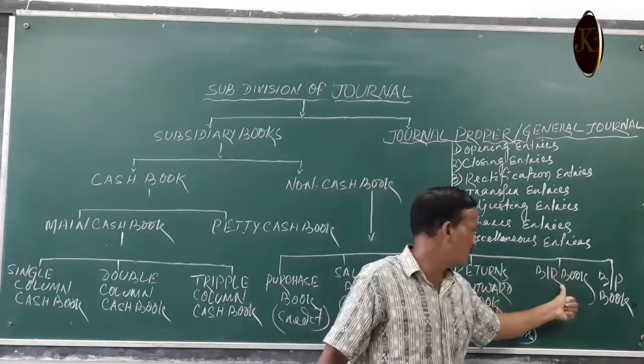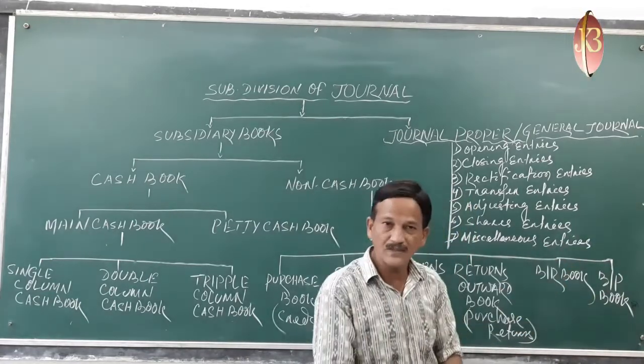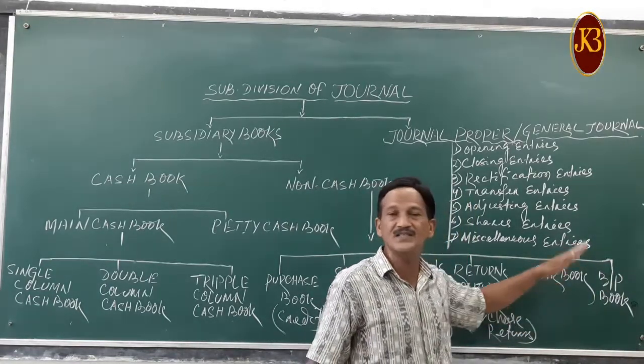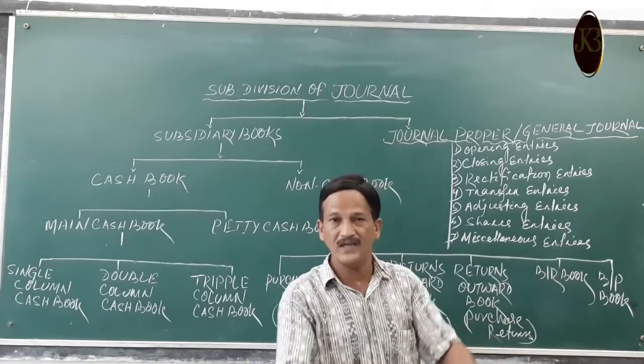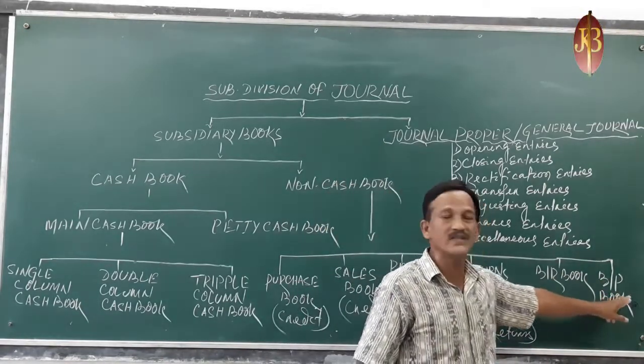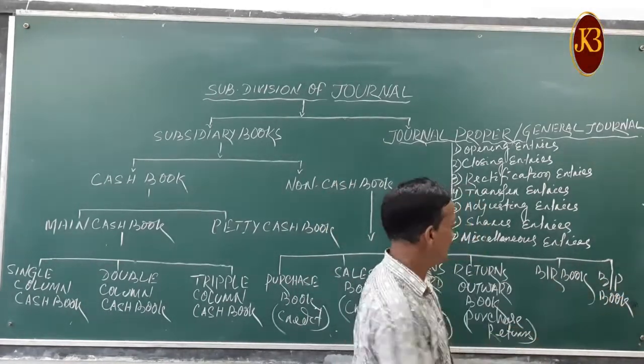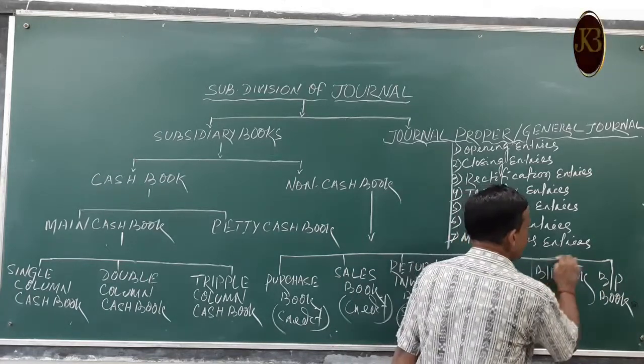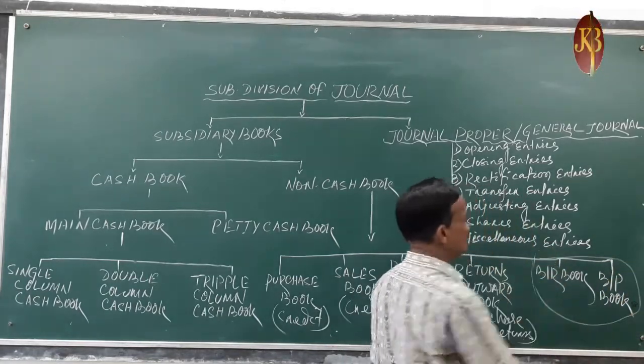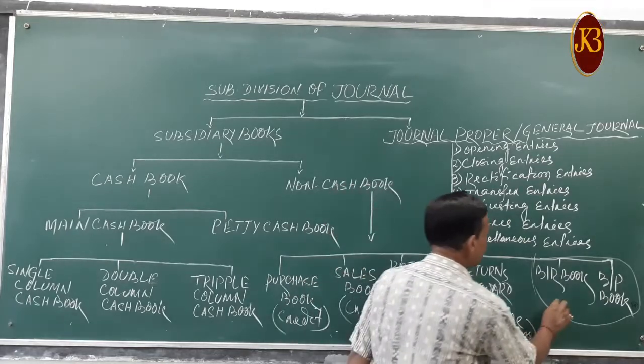Then there is the bills receivable book: receipt of bills is recorded in a separate book called the bills receivable book. Payment of bills is recorded in a separate book called the bills payable book. These two books will be discussed separately in a chapter called bills of exchange.